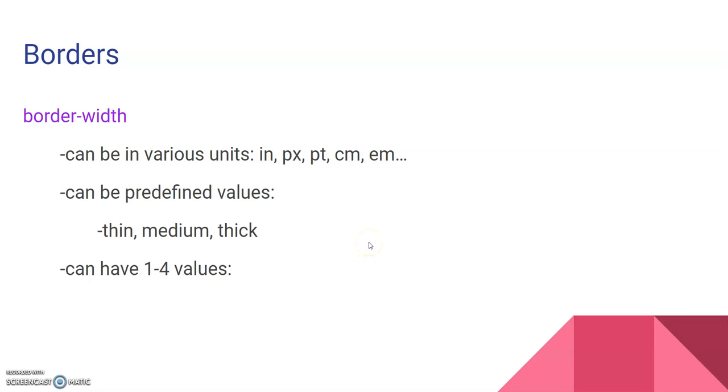Let's talk a little bit about width. The width can be in different units. You can put it in inches, pixels, points, and various other ones. There's also predefined values. You can just put thin, thick, or medium. And it can also have 1 to 4 values. Similar to how we had the corners, you could put 1 number in and it's going to apply to all 4 corners. It's the same thing with borders. If you put in 1 number, it will apply to all 4 borders. 2, and it will be a little different. And I'll show you that in a demonstration here in a second.